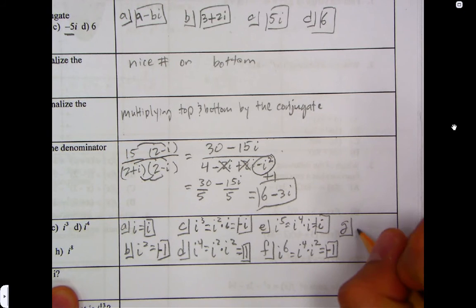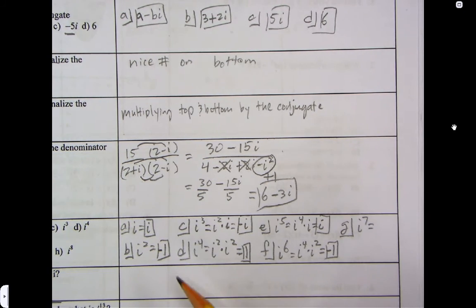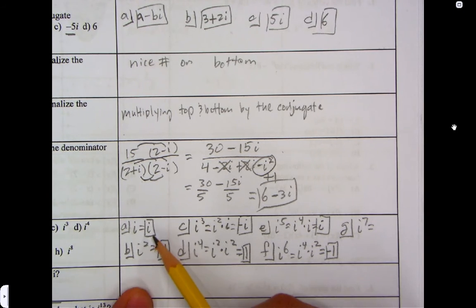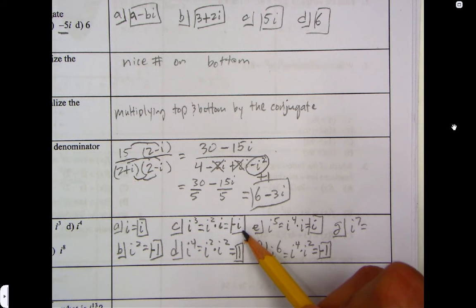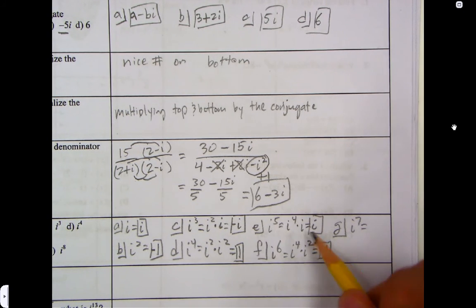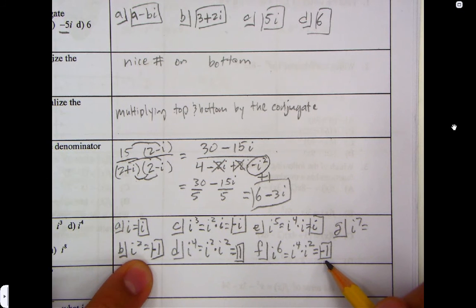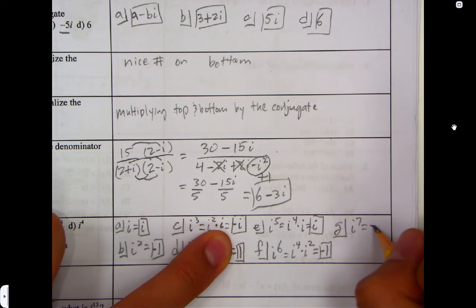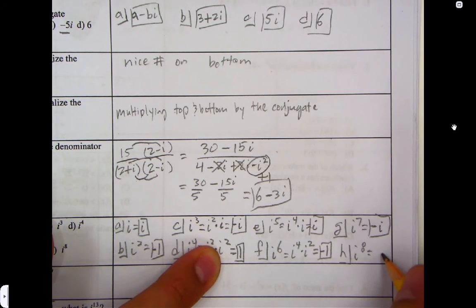I to the seventh. Well, I think I'm getting a little smarter here. I think I figured out a pattern here. I to the first is I, I squared is negative 1, I to the third is negative I, I to the fourth is 1. Well, I to the fifth was I, so it looks like it's repeating again. I to the sixth is negative 1. Oh, it looks like it's going in a pattern. So that means I to the seventh is negative I. So I to the eighth would be the next one over, which is 1.